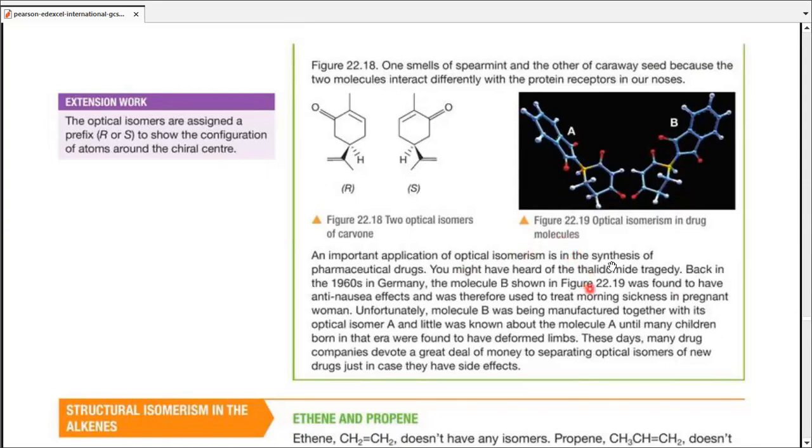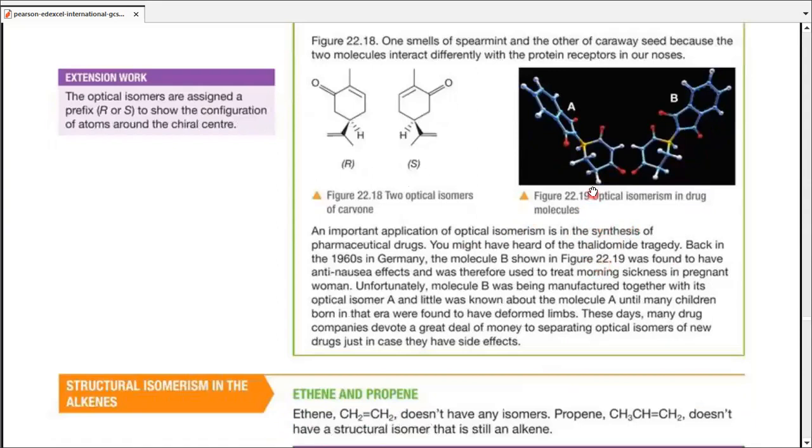For example, this is a drug molecule, A and B. They're optical isomers of one another. B was found to have anti-nausea effects, and they started producing this drug. Unfortunately, along with B, some optical isomer A was produced. And they came to see that because of molecule A, many children born in that era were found to have deformed limbs.